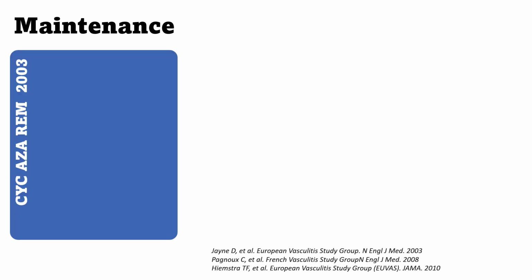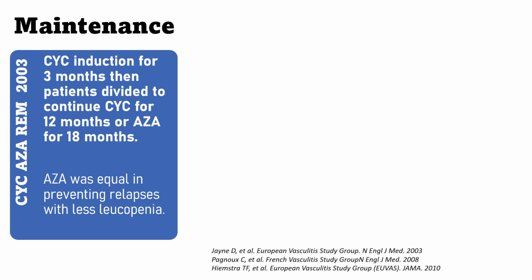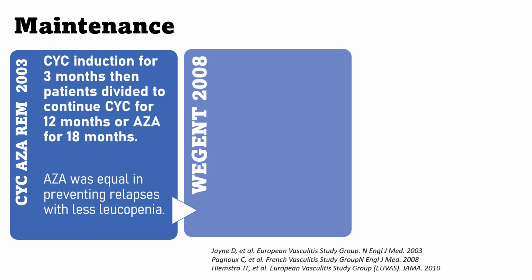We have the CYCAZAREM trial in 2003. Basically, all patients received cyclophosphamide for induction for 3 months. Then those patients were divided to either continue cyclophosphamide for 12 months, or stop cyclophosphamide and be maintained on azathioprine for 18 months. They found that azathioprine was equal in preventing relapse, with less leukopenia compared to cyclophosphamide. Based on this study, azathioprine became the cornerstone of maintenance treatment until it was challenged.